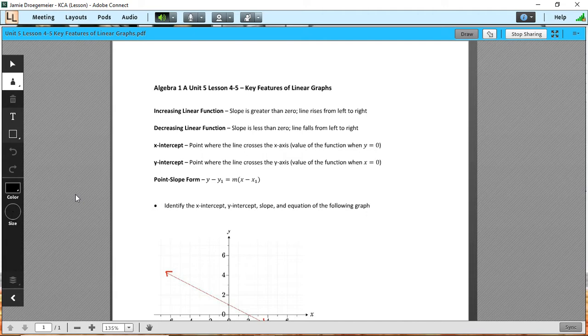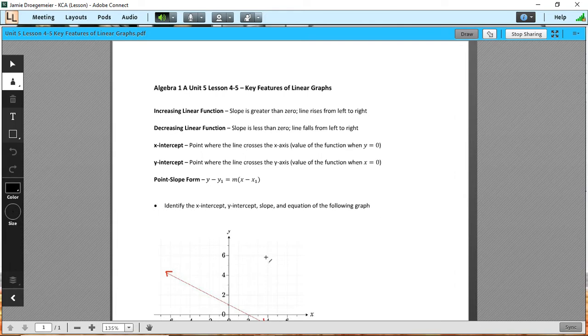So we have increasing linear function, decreasing linear function. We say that a linear function is increasing if its slope is greater than 0. So we have a positive slope, and that means that the line is going to rise from the left to the right. So if I have a line that, as I move from left to right, is getting higher and higher on the graph, that's going to be an increasing linear function. So it rises from left to right.